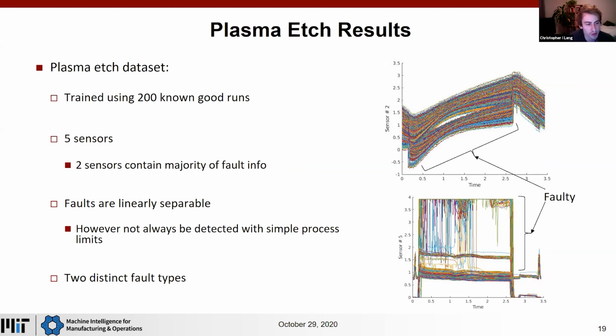But some of the faults that didn't have this large jump in sensor 5 may have been more difficult to detect because in these two traces, you may not always see this large example here. You may only get this type of signal for sensor 2.